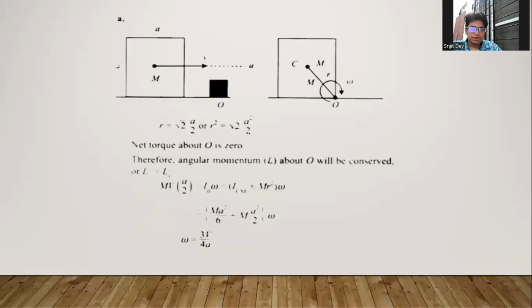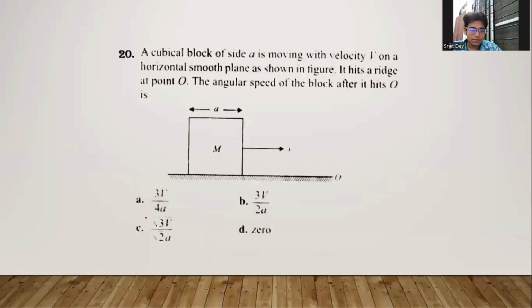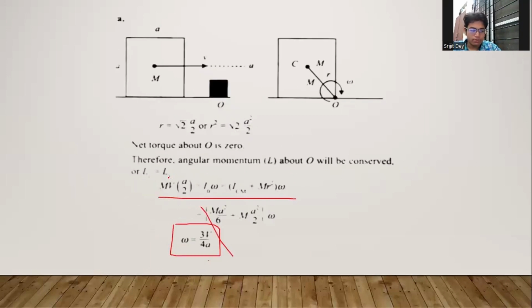This is another very simple question. Over here, you just need to do balancing of torque and balancing of angular momentum, and you will get omega equal to 3b by 4. It's basically just solving the equations, and you have to understand that your angular momentum should be the same every time. So your answer is 3b by 4.